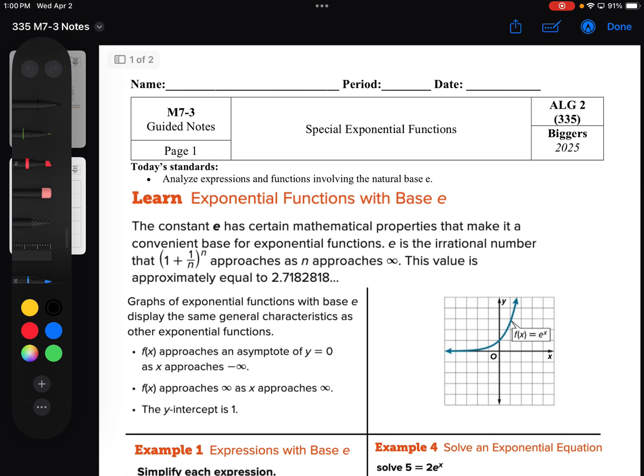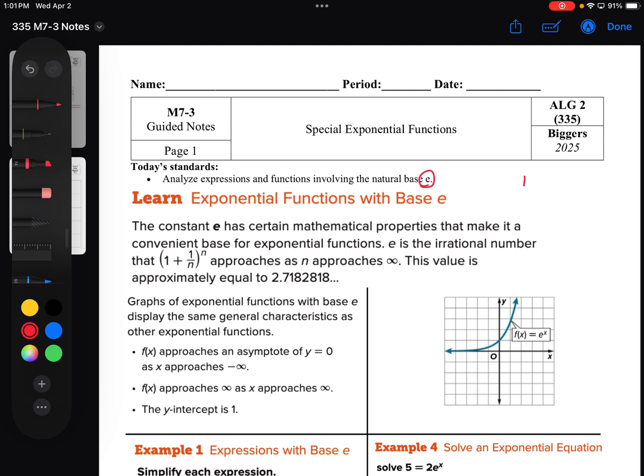Mr. Biggers here, and today we are going to start Module 7, Lesson 3 on special exponential functions. Our standards are analyzing expressions and functions involving what we call the natural base e. So I like to compare e to pi, okay?